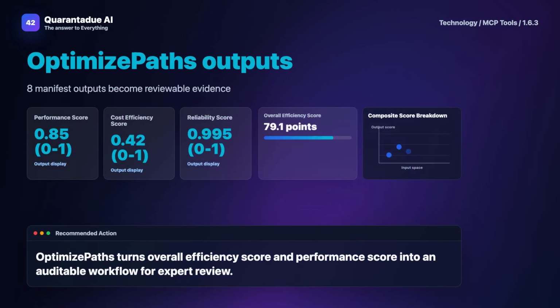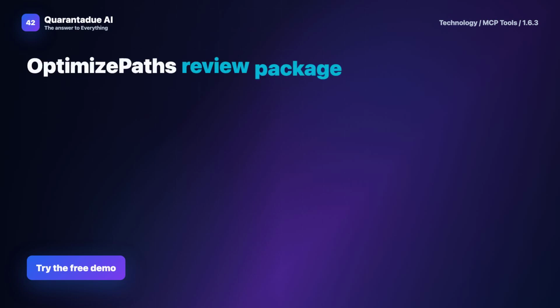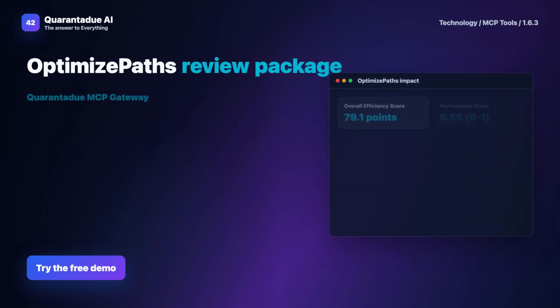Optimize Paths returns structured outputs such as overall efficiency score, performance score, cost efficiency score, reliability score, and efficiency rating. These outputs are designed to support review, reporting, comparison, and follow-up actions.